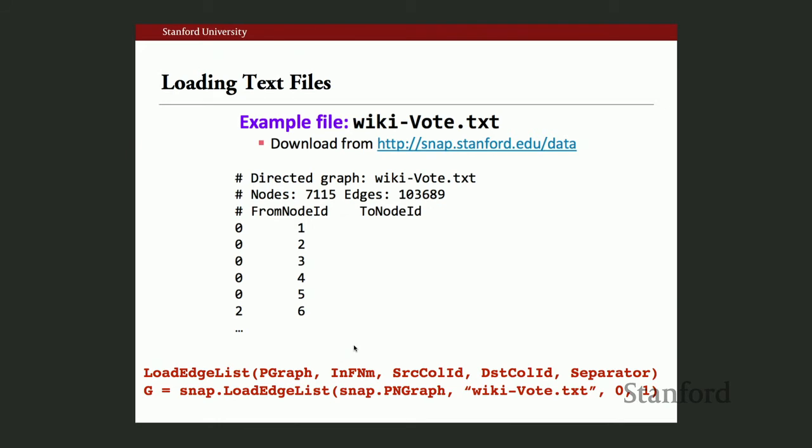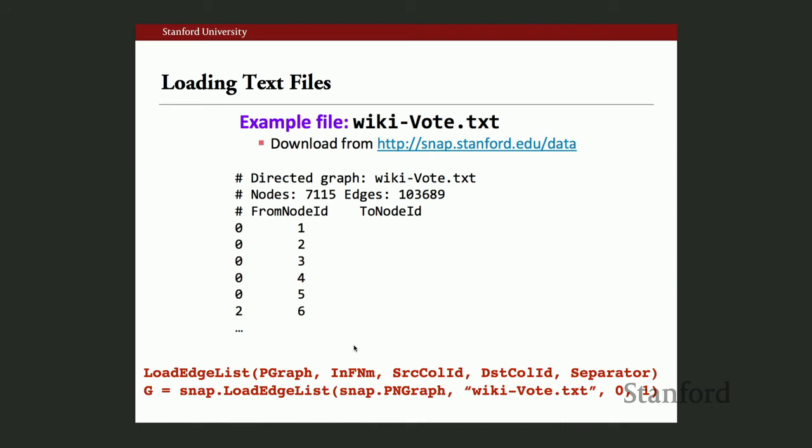And the snap load edge list function assumes when you give it a .txt file, that every single row in the text file encodes one edge, and it ignores the rows at the top of the file that have hashtags, $ signs in front of them. And so yeah, that's just how it works.